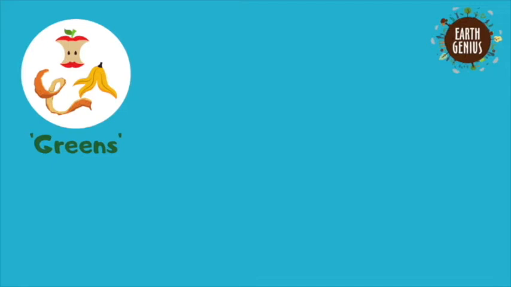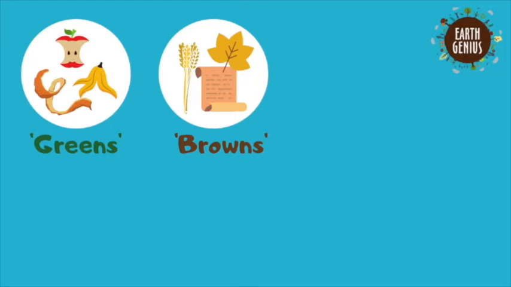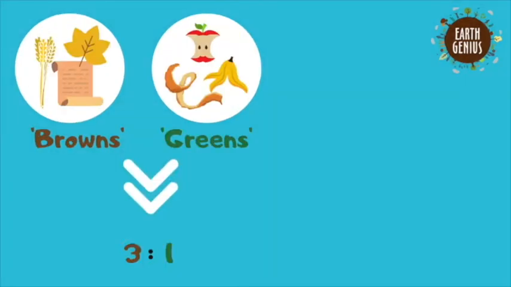nitrogen. Then we collect our browns. Our browns are dead and dried out organic matter like leaves, straw, and paper, or sometimes even bark or branches. These items are high in carbon. Next, we make a big pile of our greens and browns, but we make sure to put 3 times the amount of browns as greens. Do you know what that is called? A ratio. So we have a ratio of 3:1 of carbon to nitrogen.